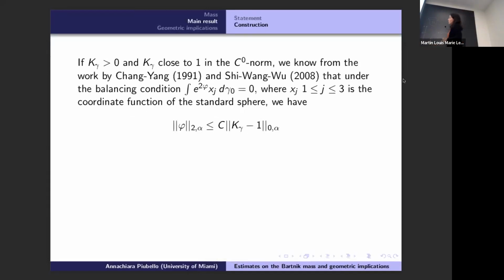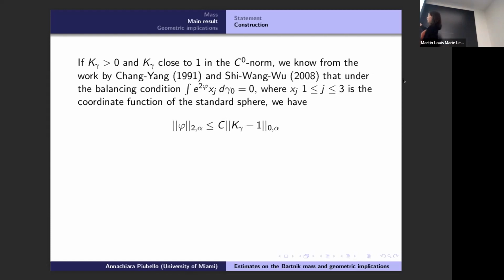In particular, when the Gauss curvature now is strictly positive and it is close to 1 in the C0 norm, we know from the work by Chang and Yang and by Xing Guangbu that under a balancing condition, the C2 alpha norm of phi will be bounded above by this quantity. This is just like an absolute constant. And this is the Gauss curvature minus 1 and the C0 alpha norm of it.